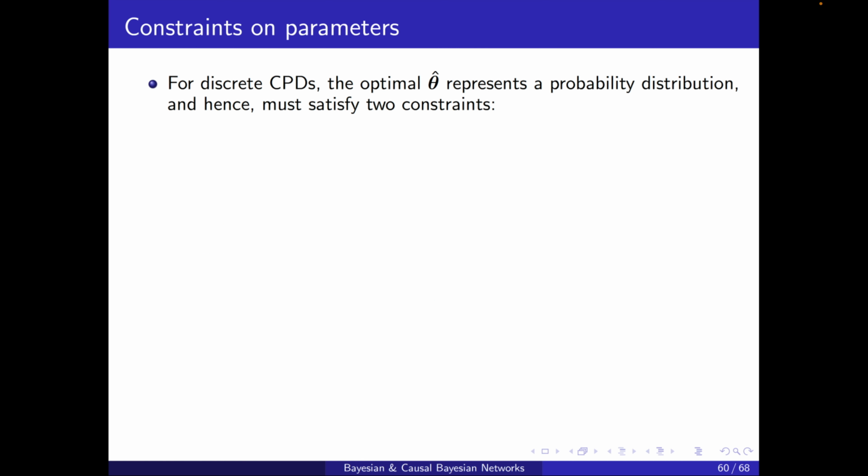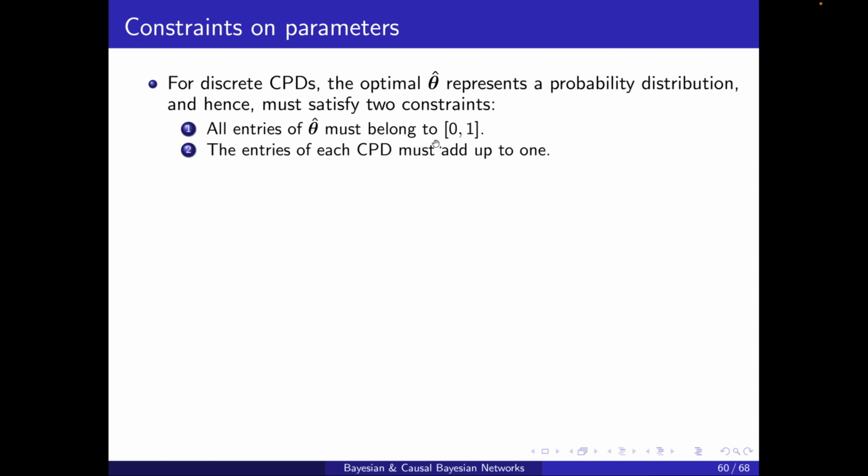Now for discrete CPDs, the optimal theta hat represents a probability distribution and hence must satisfy two constraints. The first is that all entries of theta hat must belong to 0 and 1. The second is that the entries of each CPD must add up to 1. This of course puts some constraints on how we can use gradient ascent. How can we deal with it? We cannot just arbitrarily move in any direction. The direction should be such that these conditions are preserved.